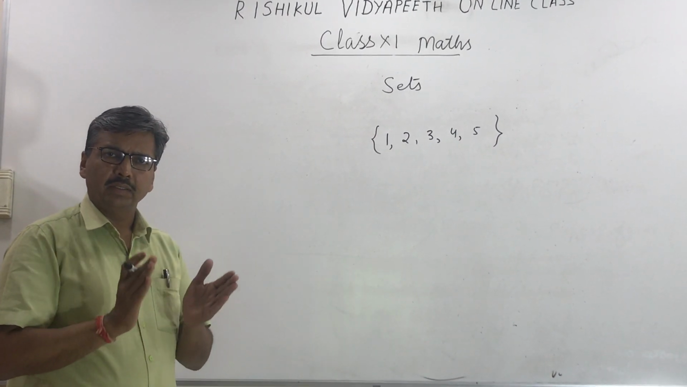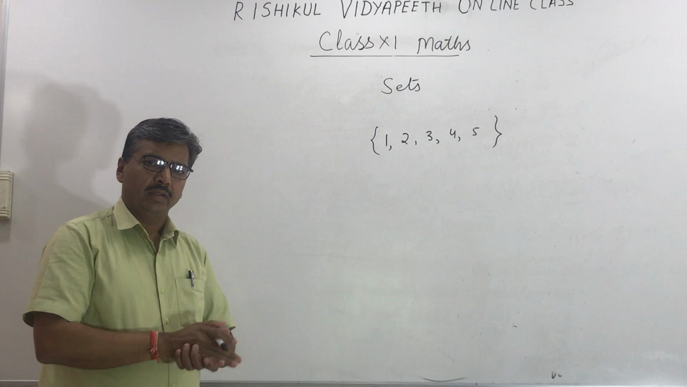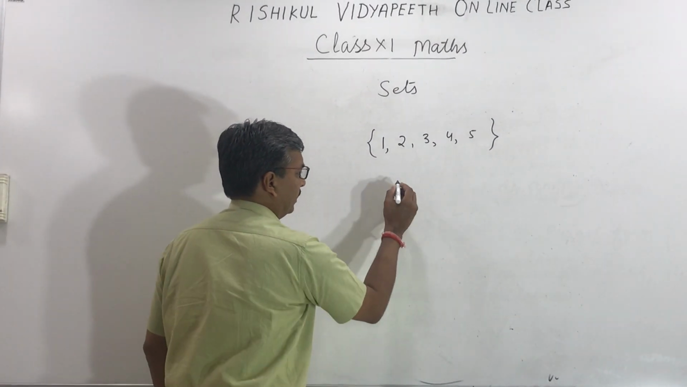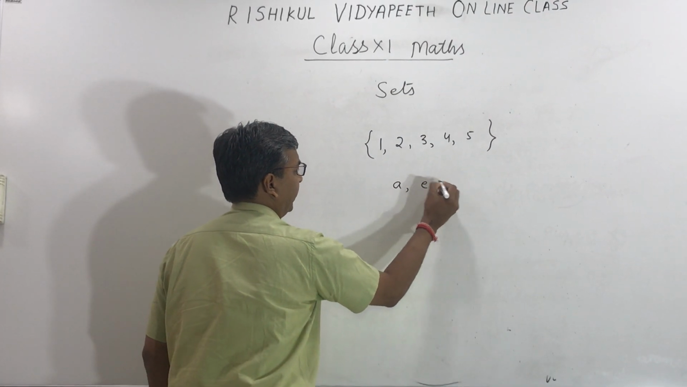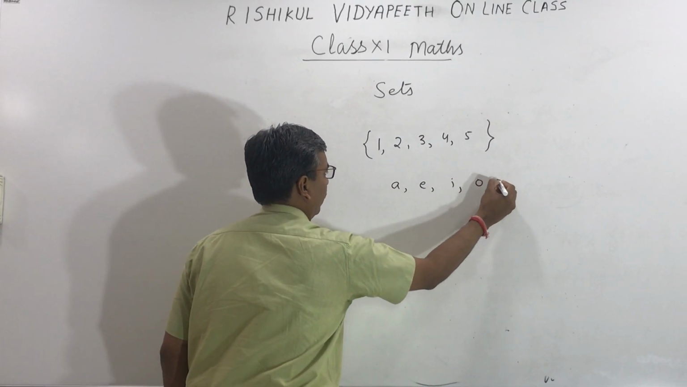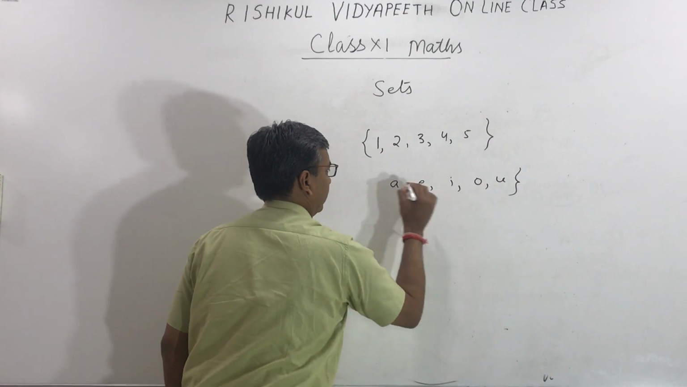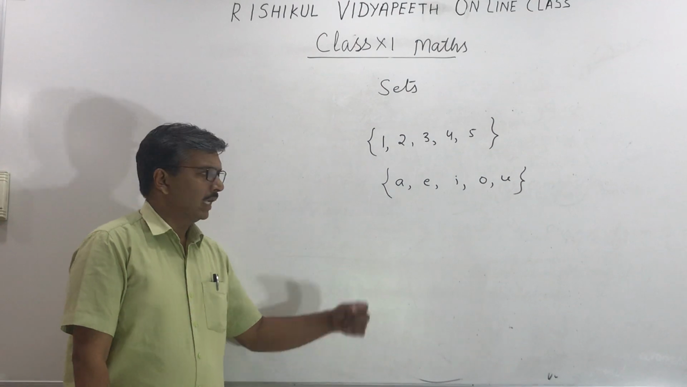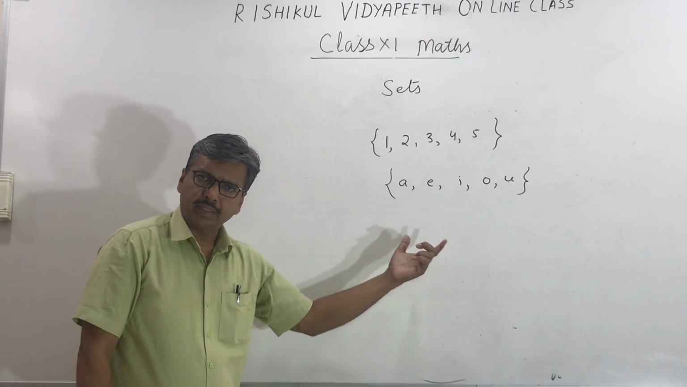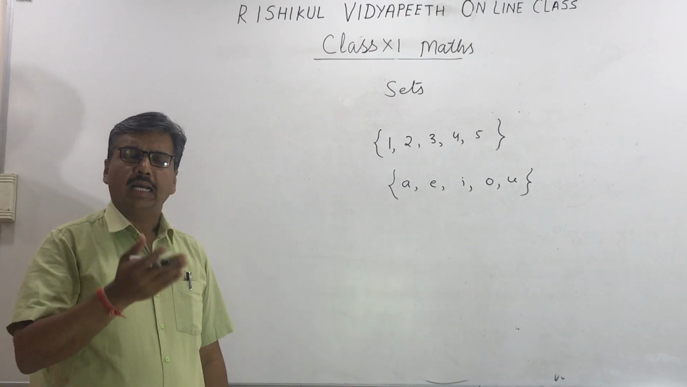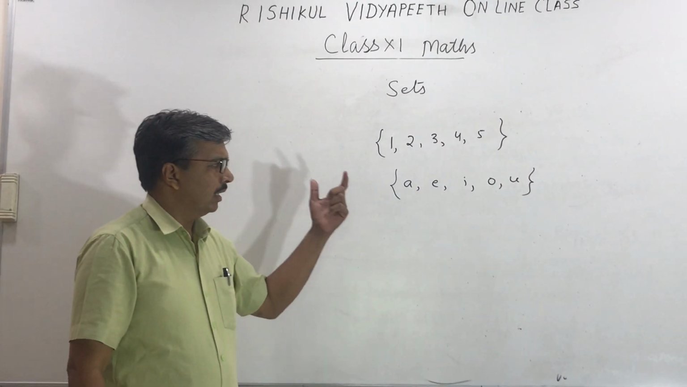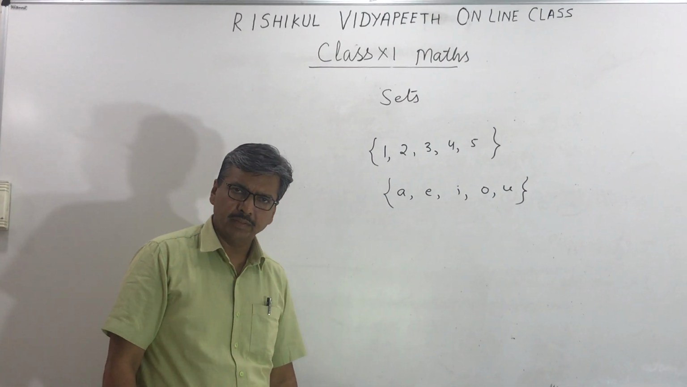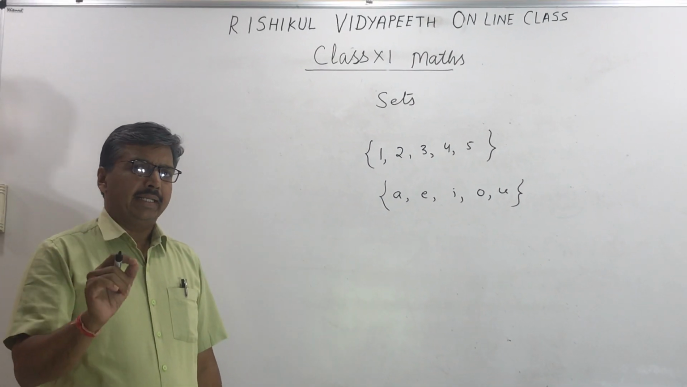What do you mean by well-defined? Let us take one example. If I write A, E, I, O, U, what are these? If I ask anybody about these alphabets, everyone will tell these are the vowels of the English alphabet.